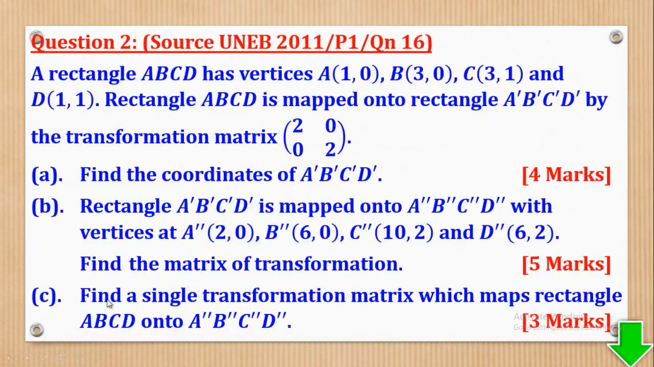Now part C says find a single transformation matrix which maps the rectangle ABCD onto A double prime, B double prime, C double prime, and D double prime. Now this one is now mapping the original object onto the final image. So how do we do that?